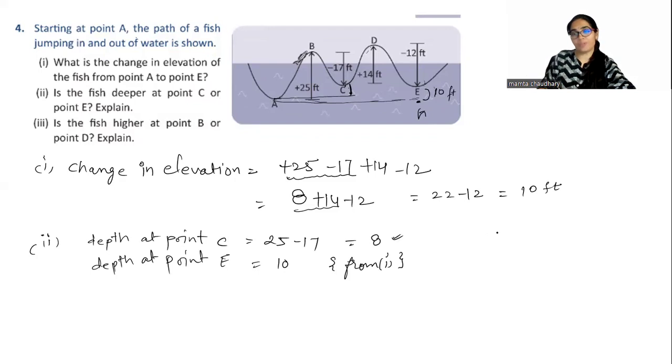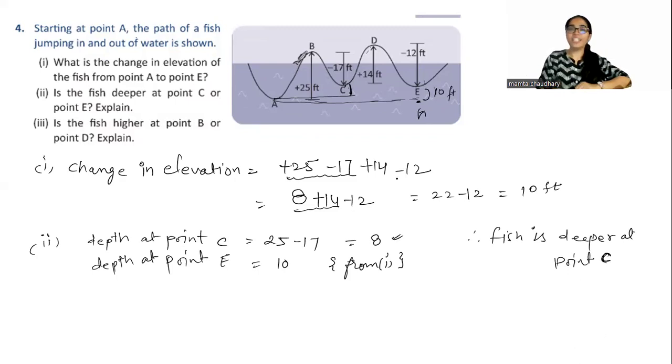Yes, fish is deeper. Therefore, fish is deeper at point C. Right? Because here this distance is 8 only and this distance is 10. It means point C is lying between here. Okay? Now, the third bit.